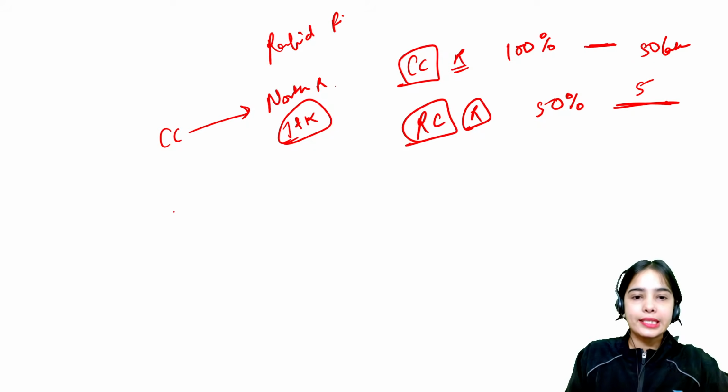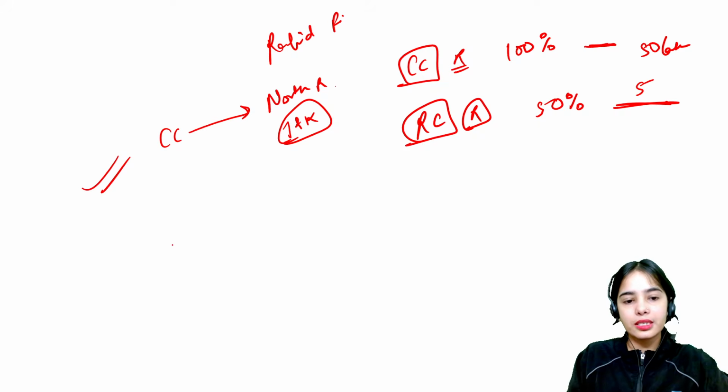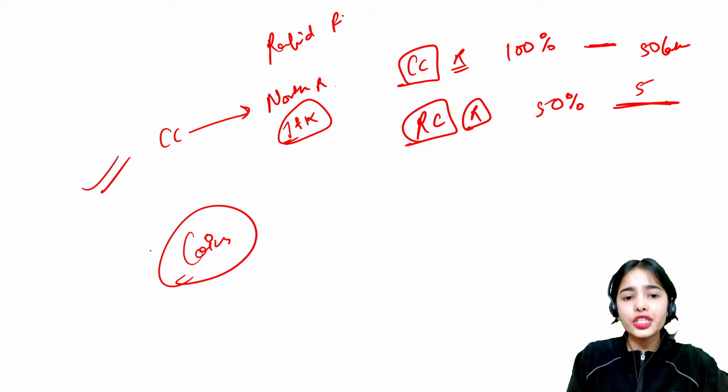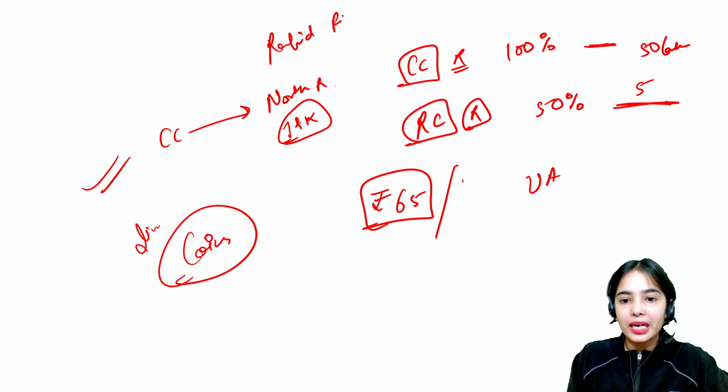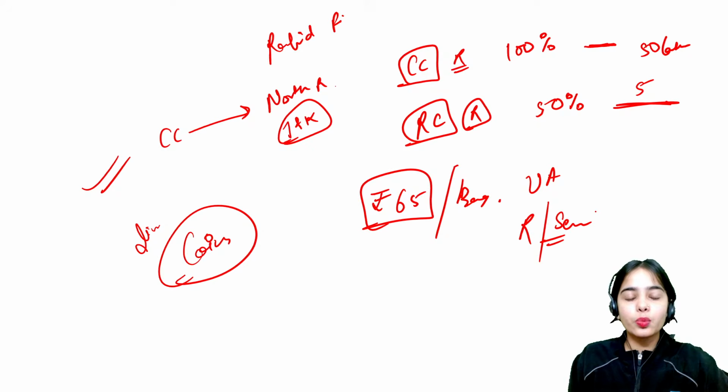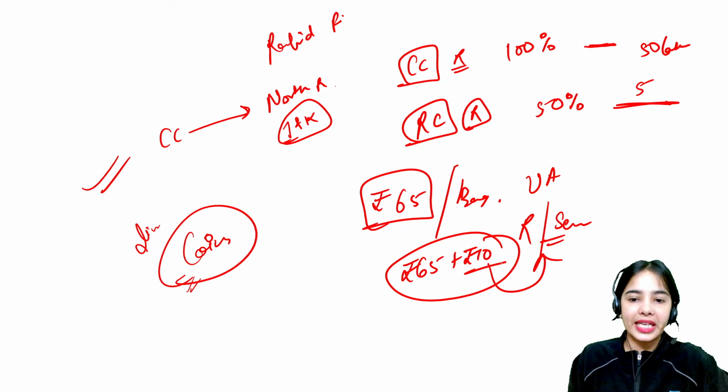Okay, next, so this is clear. Next point is the coins. For the distribution of coins, the incentive is how much? In the urban areas, rupees 65 per bag of coins. Okay, and in the rural areas, in the semi-urban areas, what is the incentive for the distribution of coins? Rupees 65 plus rupees 10, that is rupees 75 is the incentive, 10 rupees additional.